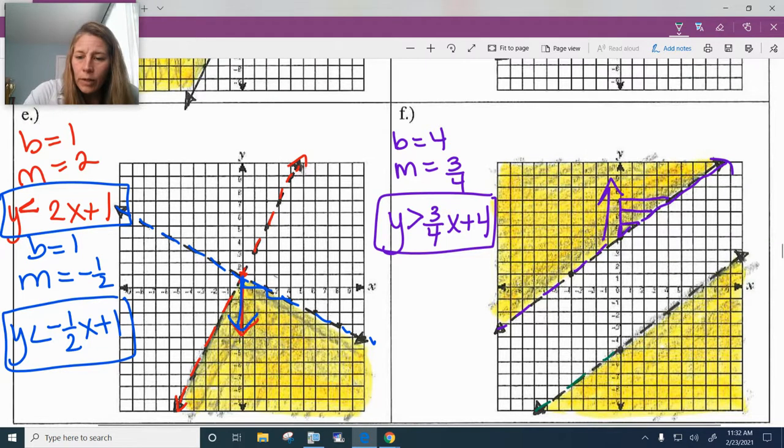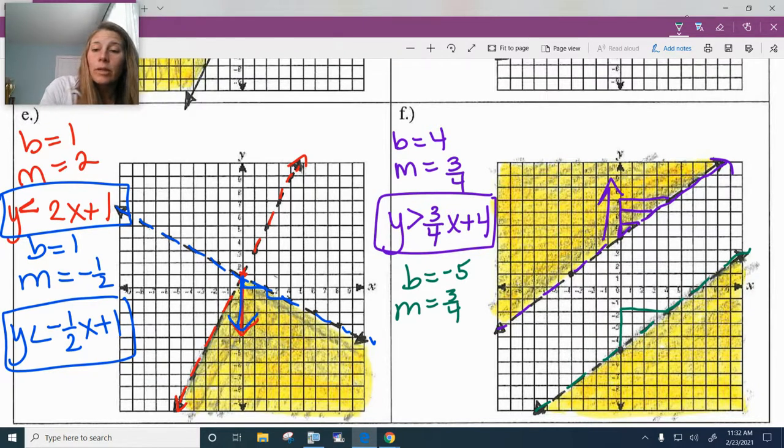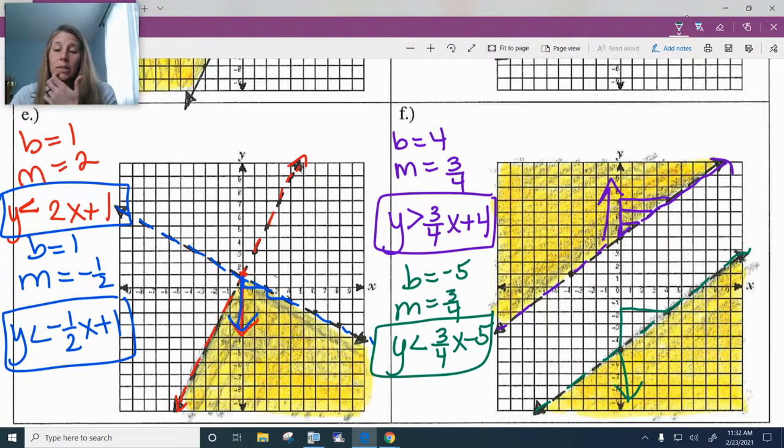Then we go down here and find the other one. So this one has a y-intercept of negative 5. The slope should still be 3 over 4 because they are parallel lines and it's still positive. But this time the shading is down, so y is less than 3/4 x minus 5. And of course, there's no equal to on that inequality because, again, it is a dotted boundary line. And hopefully this will help you guys understand how to graph and shade those linear inequalities to solve a system.